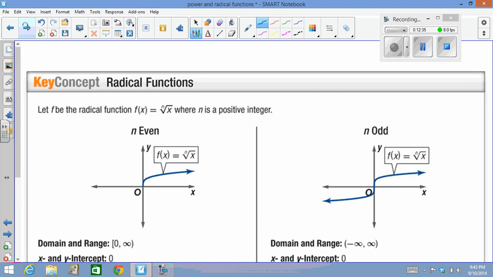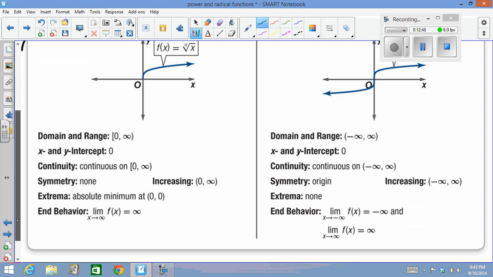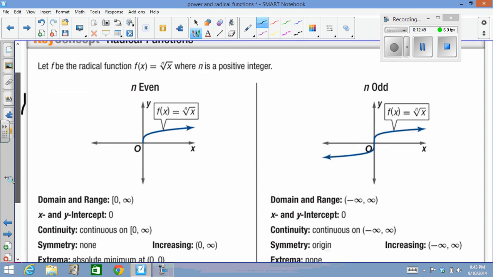So again, in your book, you can see the general forms of the equations. If I have an even index, it would look like this with all of those qualities that are there. If I have an odd index, it would look a little bit different. Notice that an odd index includes the graph that's over here in the third quadrant.